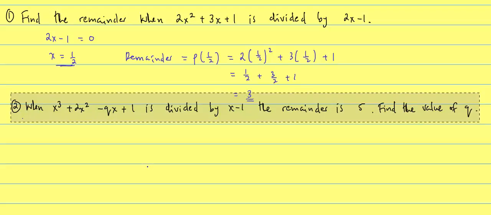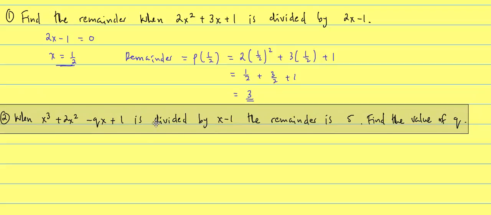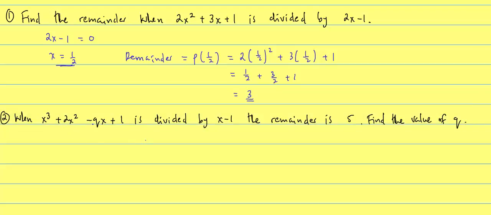The second question is shown here. It says that when x cubed plus 2x squared minus qx plus 1 is divided by x minus 1, the remainder is 5. Find the value of q. Again, we're going to set the divisor to 0, so x minus 1 is equal to 0, and solving this is going to tell us that x is equal to 1. Now by the remainder theorem, we know that p of 1 must be equal to the remainder, which is given here as 5. So p of 1 should be equal to 5.